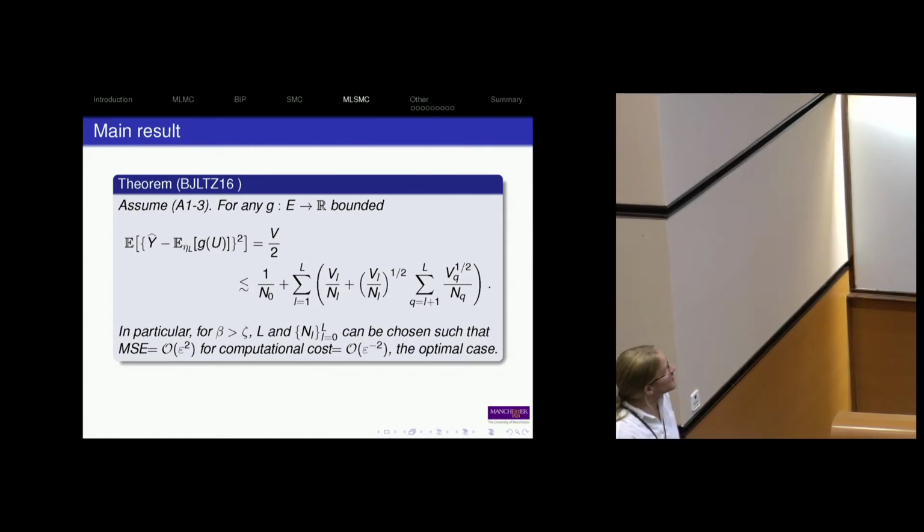Then we can choose L and the N_l's, for l from 0 to L, so that we can get a mean square error of epsilon squared for a computational cost of epsilon to the minus 2. So that's the optimal case.